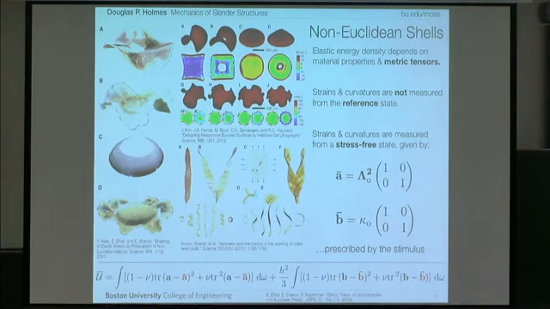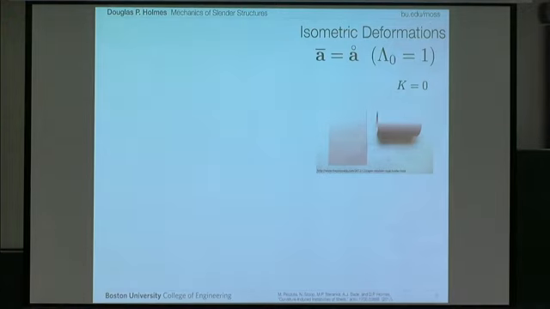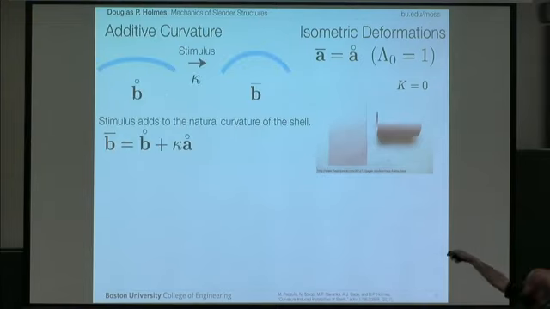I'm going to take this a little bit further and say, there's a nice thing you can do when you limit yourself to isometric deformations, so deformations that do not induce any stretching. So A bar is equivalent to A circle, and it simplifies things a bit. In this limit, what happens is the curvature stimulus that you're adding to your object just becomes additive to the natural curvature of the shell. So your B bar just becomes your original curvature plus your stimulus times your original metric.